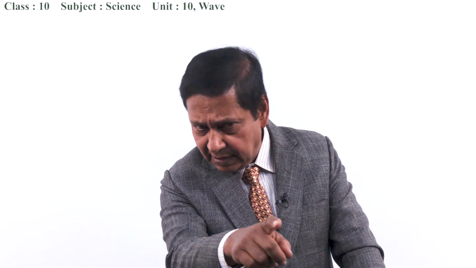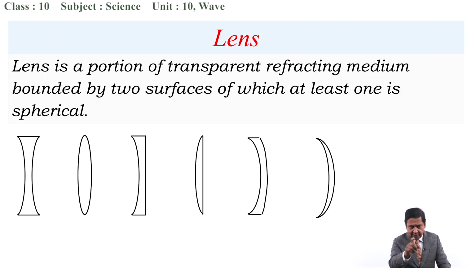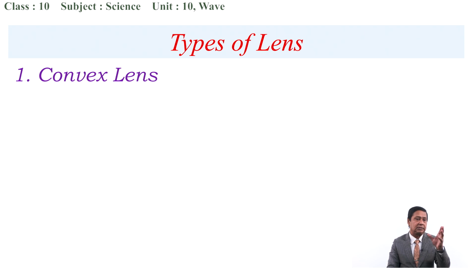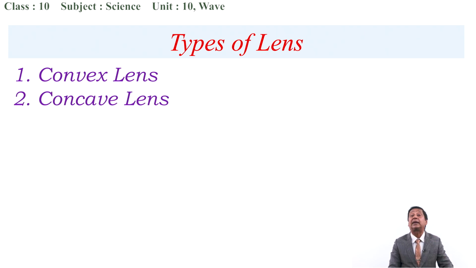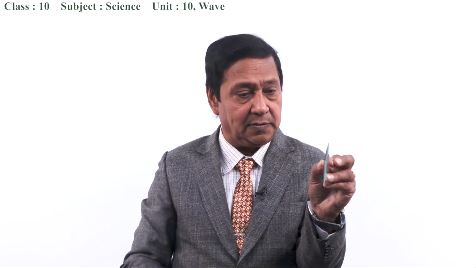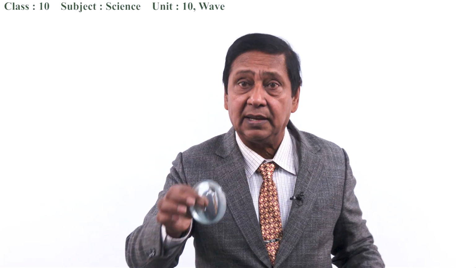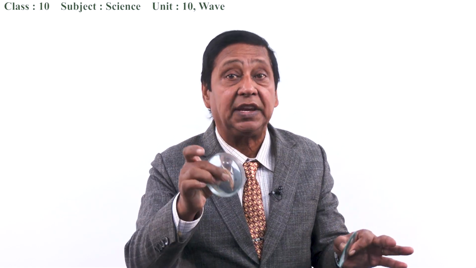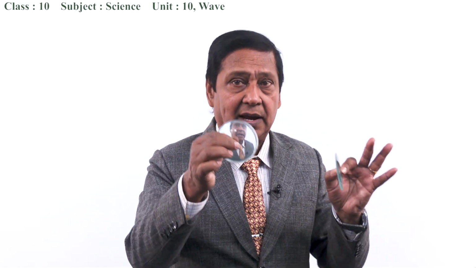Now let's talk about the types of lens. Different types of lens are seen on the screen, and they are divided into two types. One is called convex lens, another is called concave lens. Now I want to show you, look at this. This is convex lens. It is thicker in the middle and thinner at the edge. And this one is thinner in the middle and thicker at the edge. This is concave. Convex, concave.